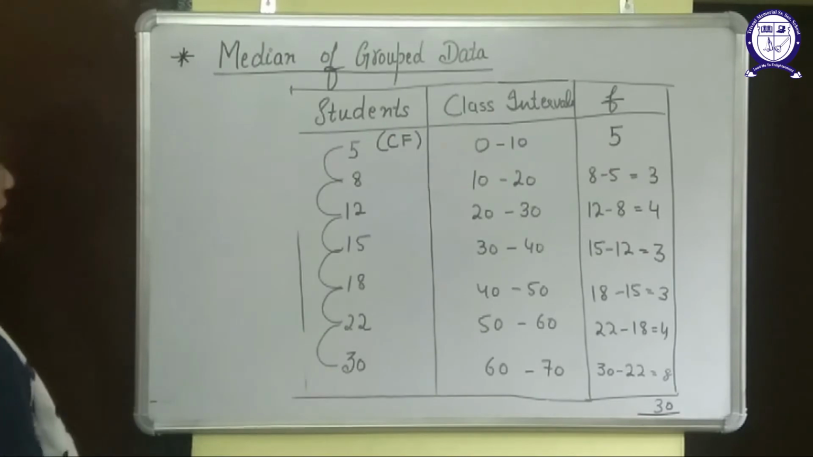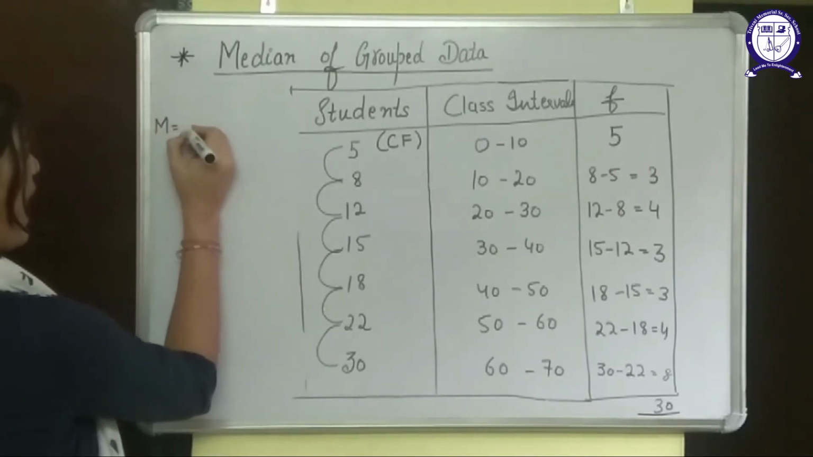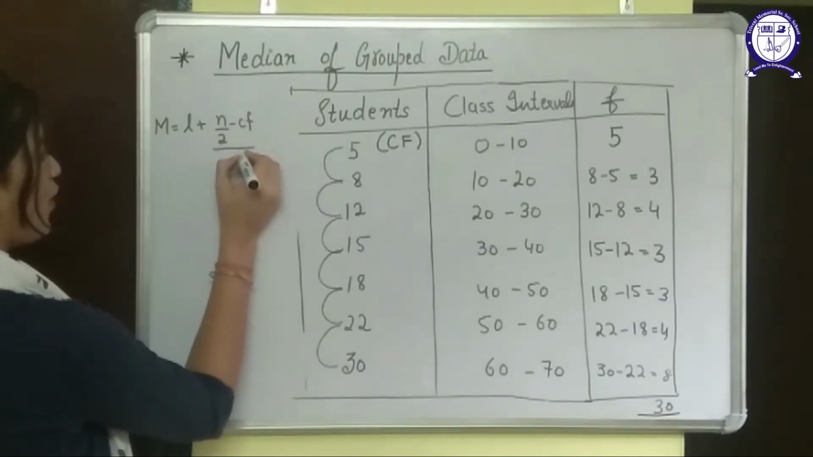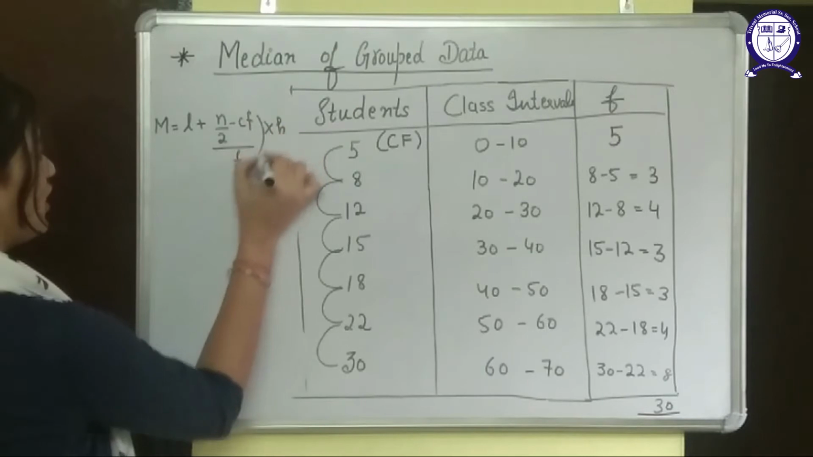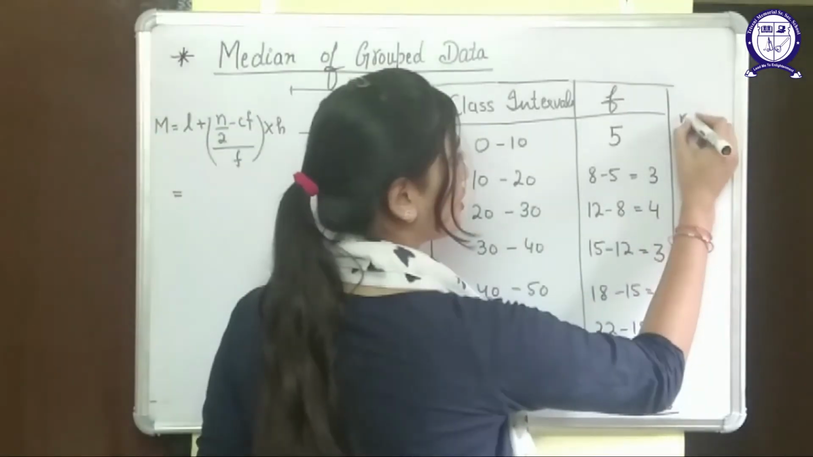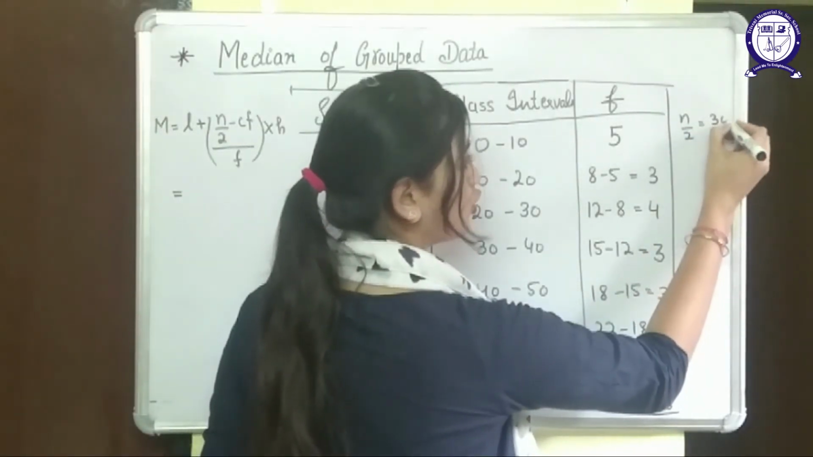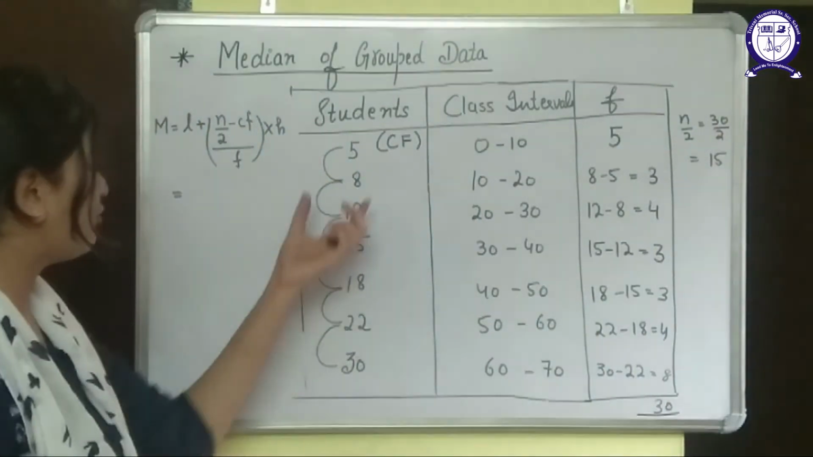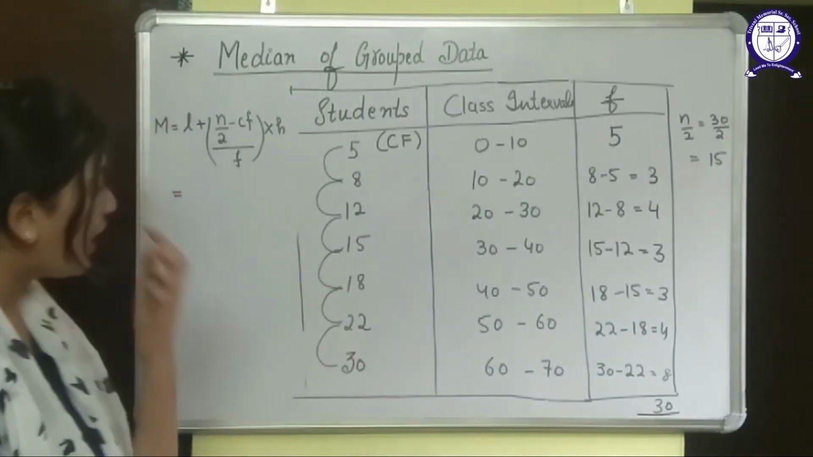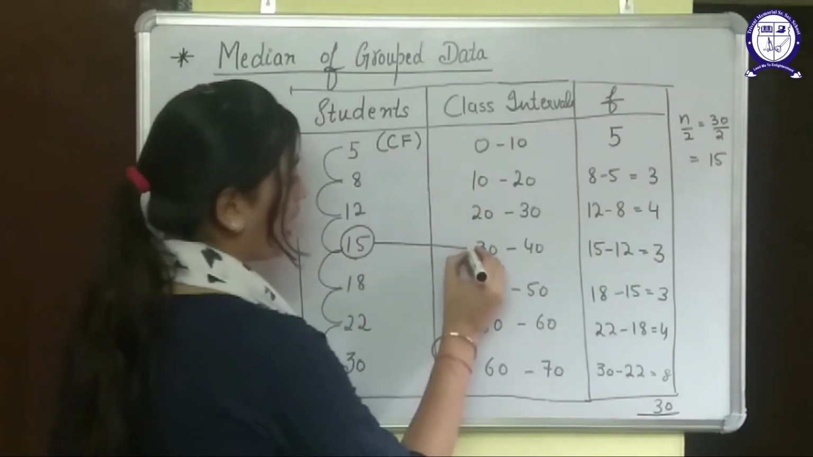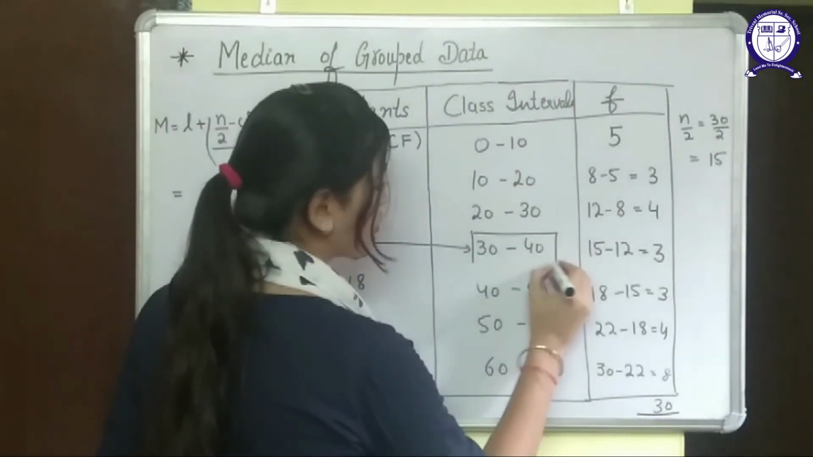Now the formula is L plus (n by 2 minus Cf) upon f into h. This is the formula. First of all, I need to find n by 2. My n by 2 is 30 upon 2, that is 15. Now I will check my cumulative frequency where I have 15. I have 15 here. So my median class will be this one.